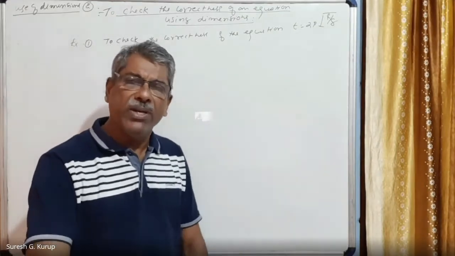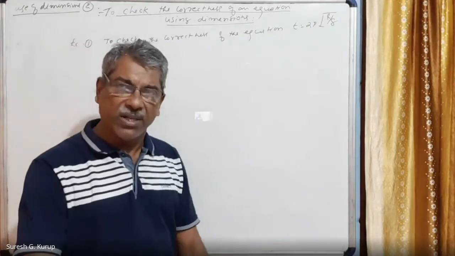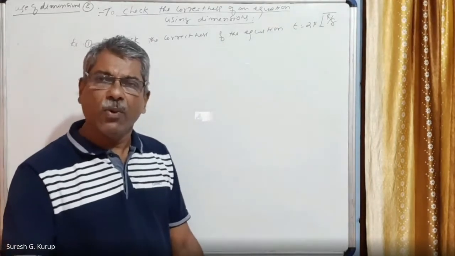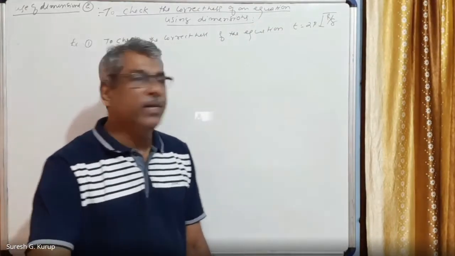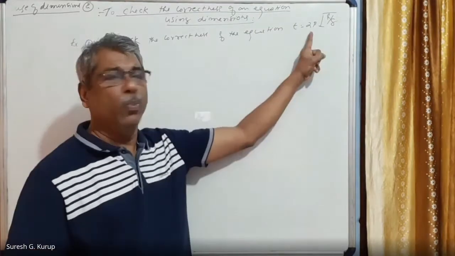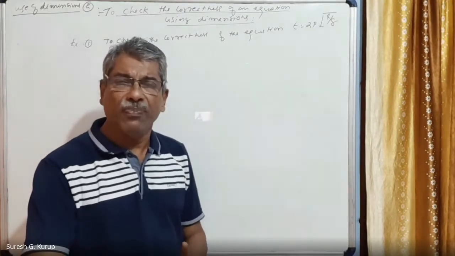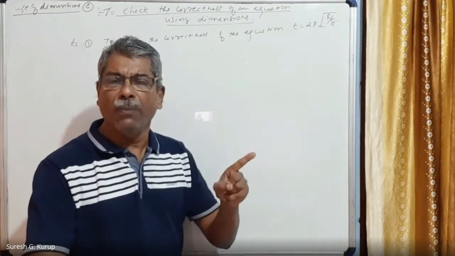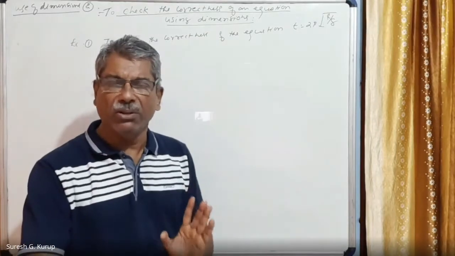When a body is executing simple harmonic oscillations or simple harmonic vibration, the time period always remains constant. It is proved that the time period of a simple pendulum is given by T is equal to 2 pi root of L by g. L is the effective length of the pendulum, that is, the distance from the hanging point to the center of gravity of the bob.